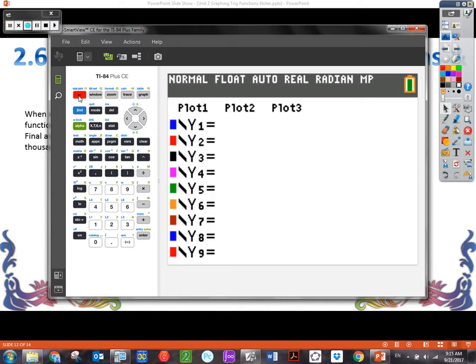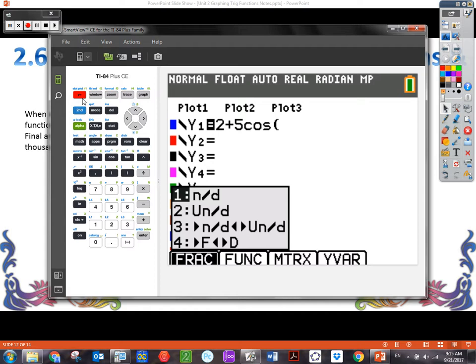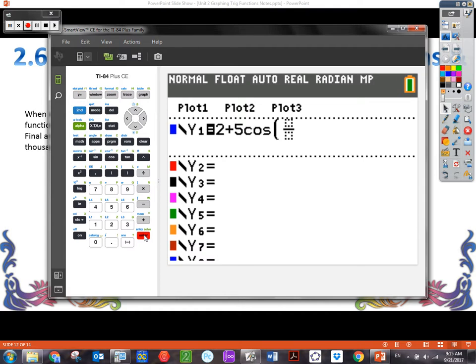All right, so it's 2 plus 5 cosine. And then I'm going to do a fraction, alpha y equal enter for pi over 10. So pi over 10. Open up another parenthesis. Then we have x minus 3. Close that parenthesis, close that one. Okay, so this is what you should have in your calculator, 2 plus 5 cosine pi over 10 times x minus 3.